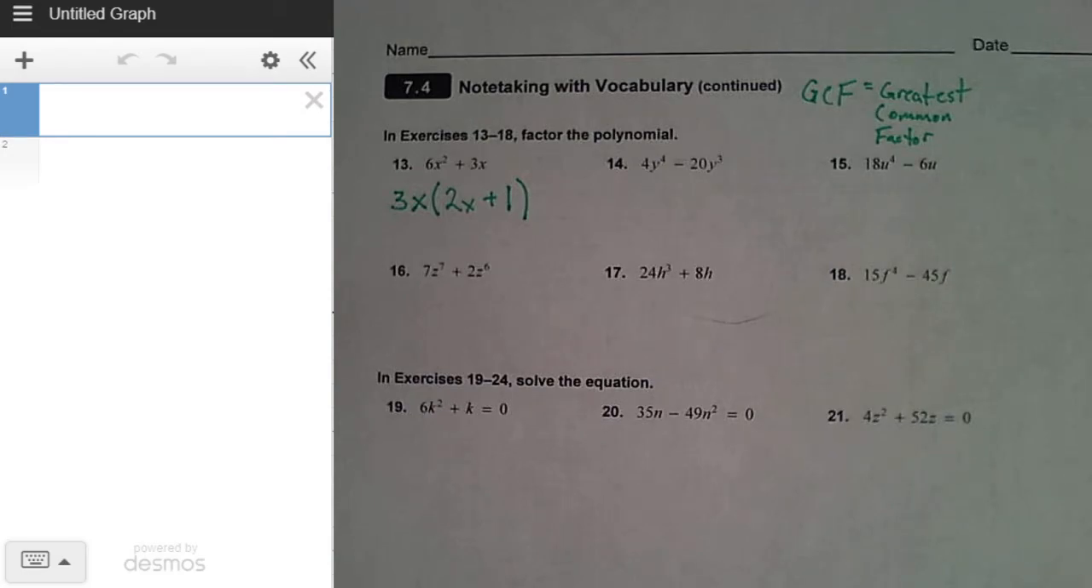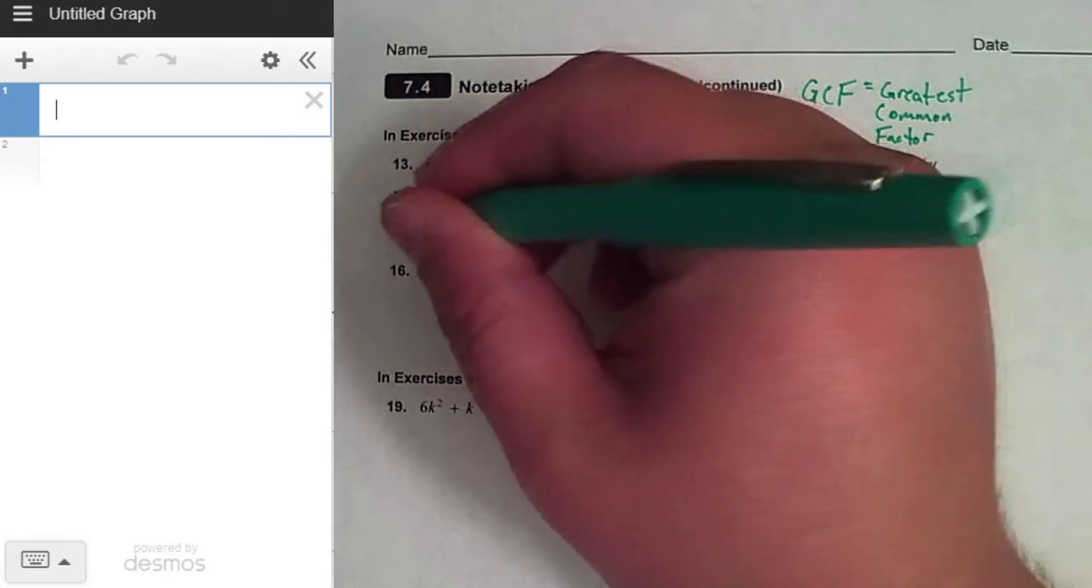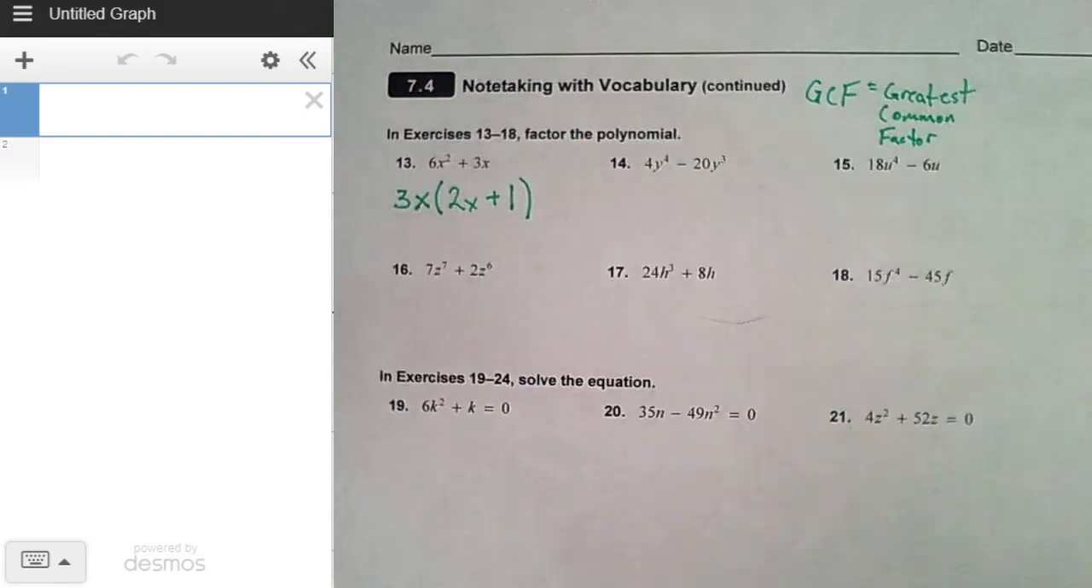So we just used this whole idea of taking the biggest value that's shared between those two terms and pulling it out front of a set of parentheses and showing that if it was multiplied through the parentheses, then we would have those two terms. So term 1 or factor 1, factor 2.